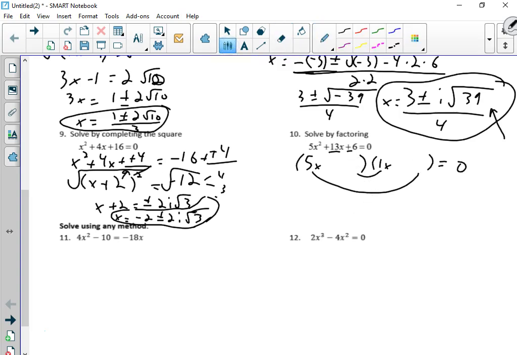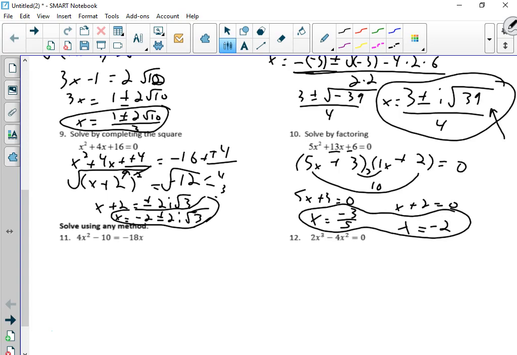Which means I need to try 3 and 2. 3 times 1 is 3. 2 times 5 is 10. That's 13. They're both positive. So I set 5x plus 3 equal to 0. And I set x plus 2 equal to 0. I'm going to subtract 3 and divide by 5. I'm going to subtract 2, and I am finished.